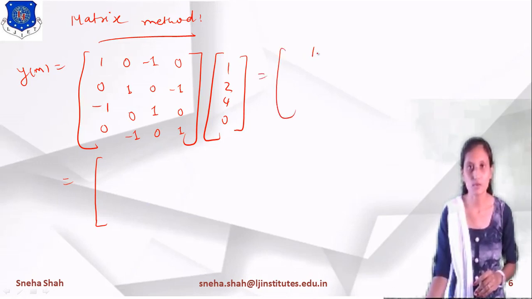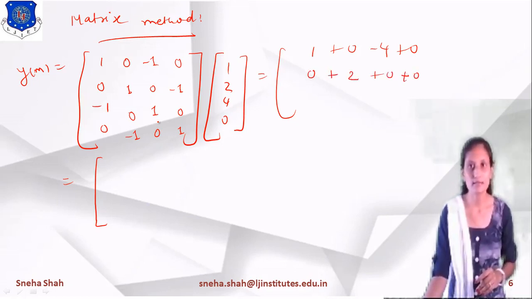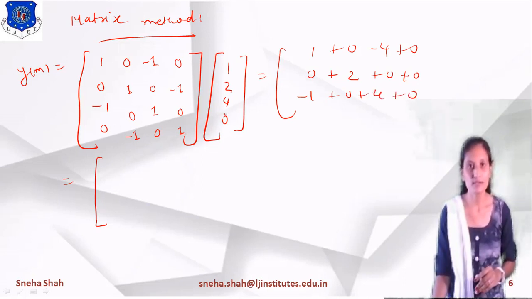1 into 1 means 1, plus 0, minus 1 into 4 means minus 4, and the last one is 0 into 0, 0. Now the next term is 0 into 1 means 0, plus 2, plus 0, plus 0. The next term is minus 1 into 1 means minus 1, plus 0, plus 4, plus 0, right? This row into this column. So 0, minus 2, plus 0, plus 0.